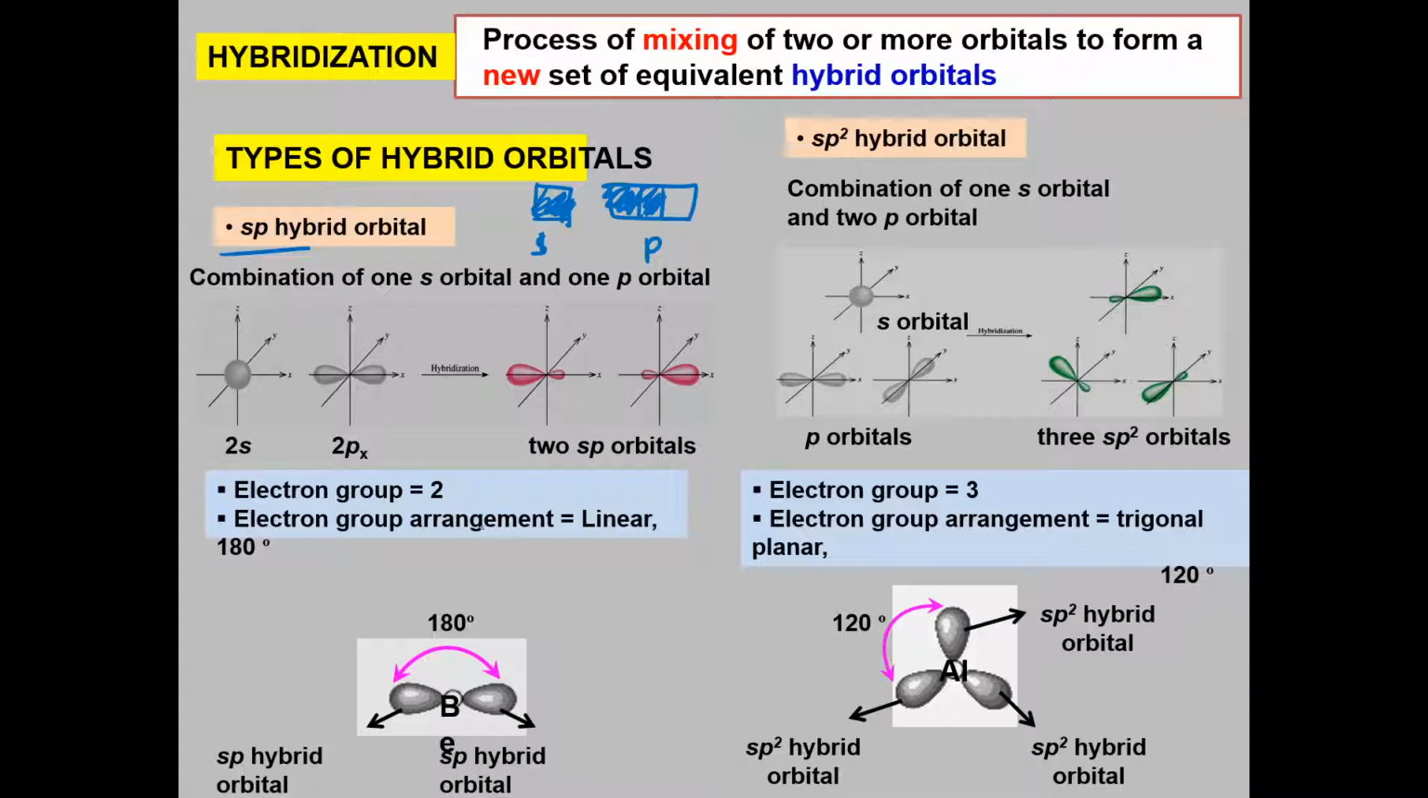Alright, so kalau SP ada berapa orbital untuk SP yang bercampur? Tolong cakap.